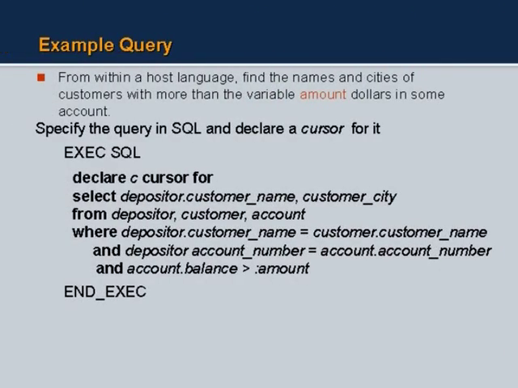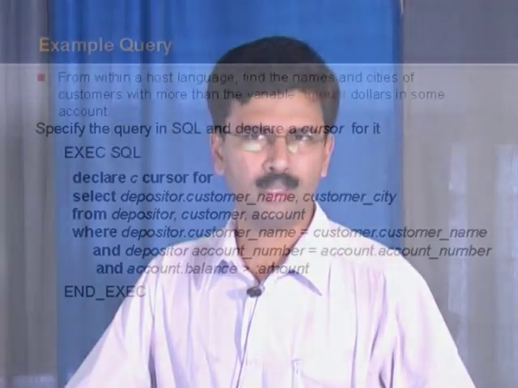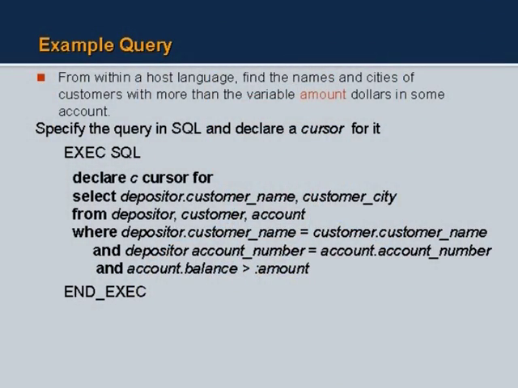So the basic issue is that the SQL query is within this block, exec SQL and exec, but it must communicate in some way with the external program. There are two ways in which it communicates. One is there are values from the external program that should be passed into the SQL query. And the other is there are results from the SQL query which must be given back to the outside program. Both of these are achieved by having special syntax here of the form colon variable name.